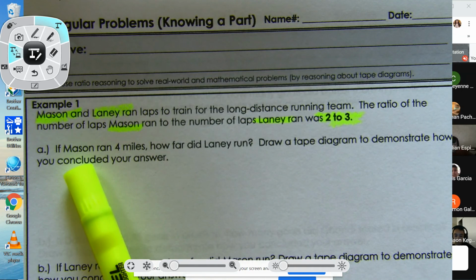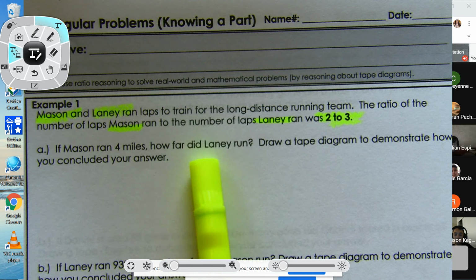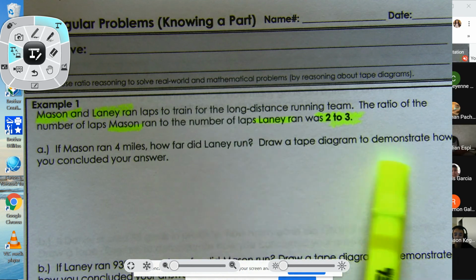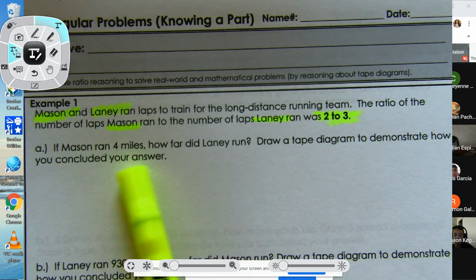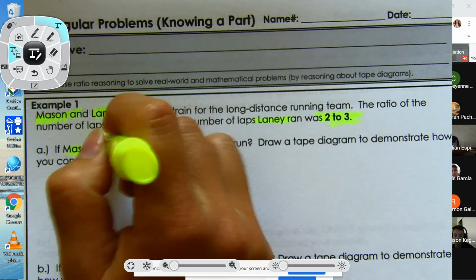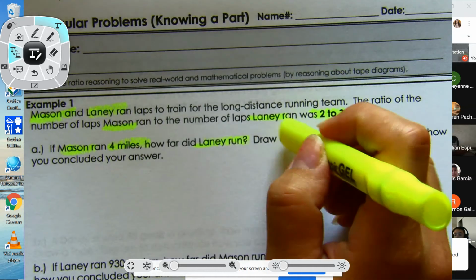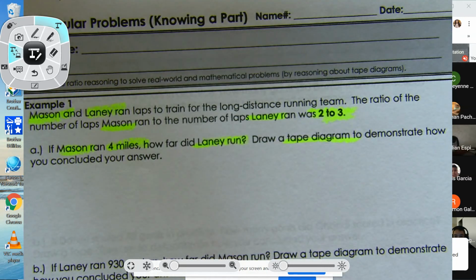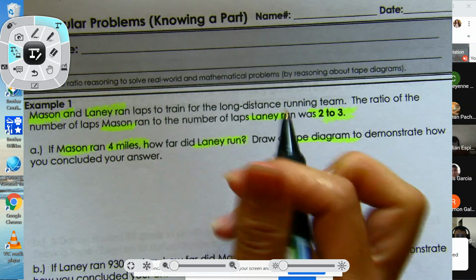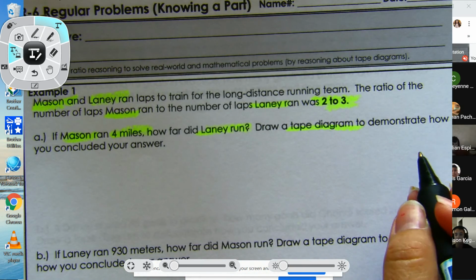Okay, let's get to the problem here. It says if Mason ran 4 miles, how far did Lanny run? Draw a tape diagram to determine how you concluded your answer. So I'm going to highlight here where it says Mason ran 4 miles, and we're trying to figure out how much Lanny ran, and we're going to draw a tape diagram to help us with this. Well, you have experience with tape diagrams from elementary school, so we're going to pull that prior information out.